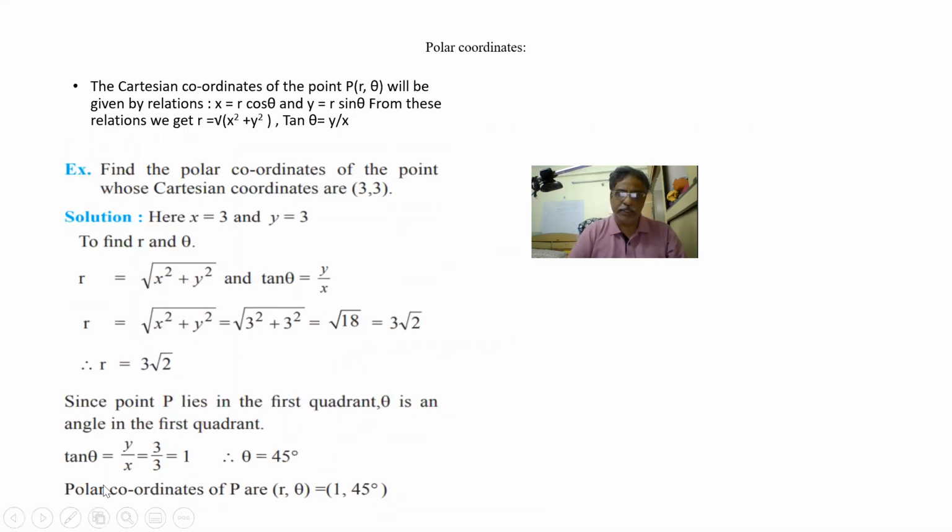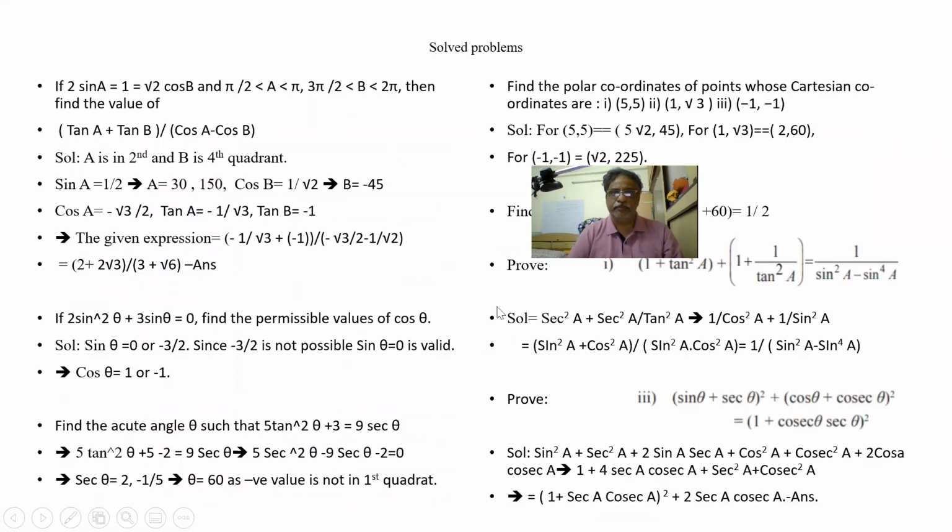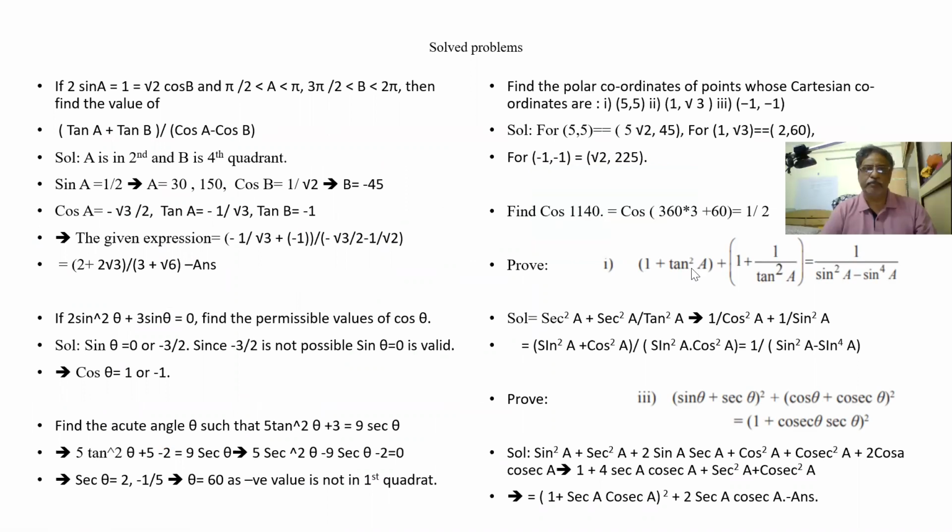This we have to correct as 3 root 2. Let us do some more problems. If 2 sin A is 1, that means sin A is equal to root 2 cos B. It is given A is in the second quadrant and B is in the fourth quadrant. Then find the value of this.